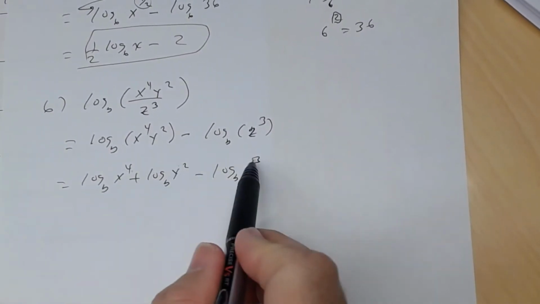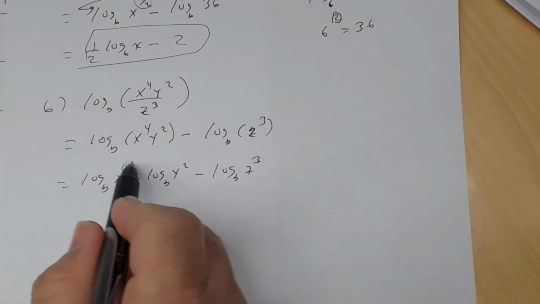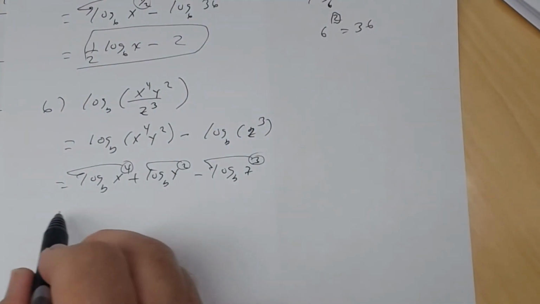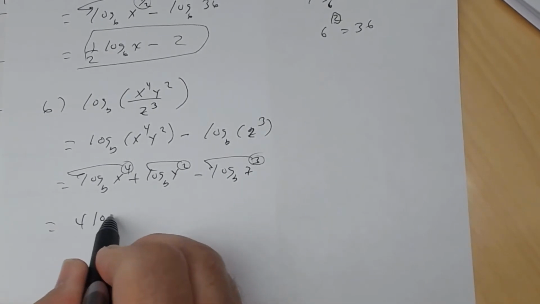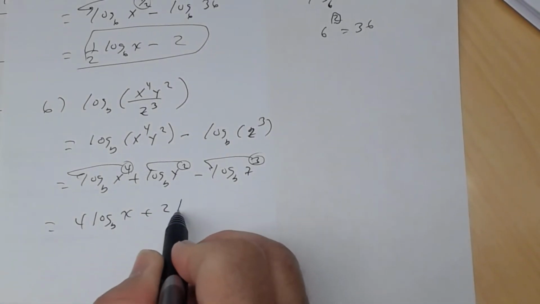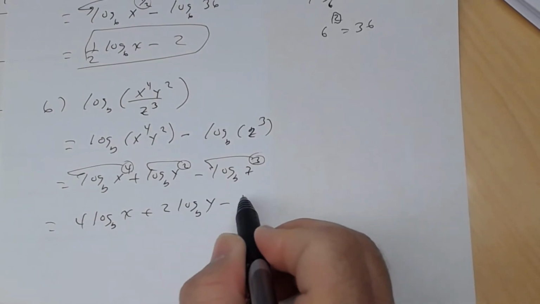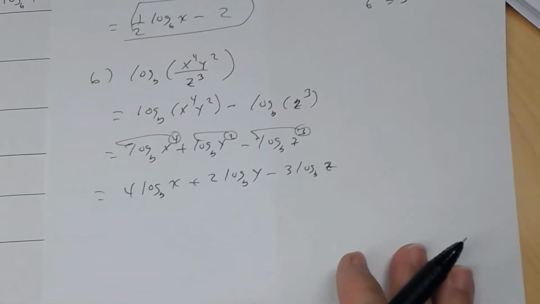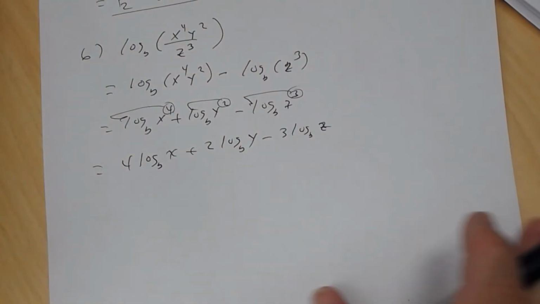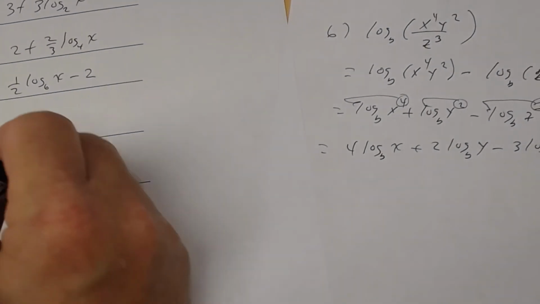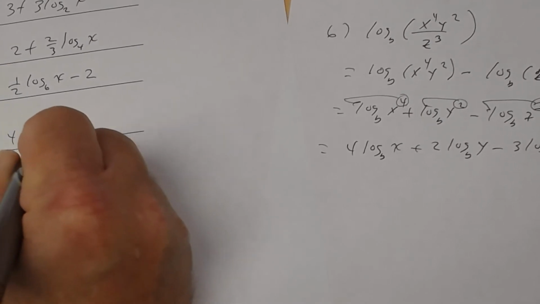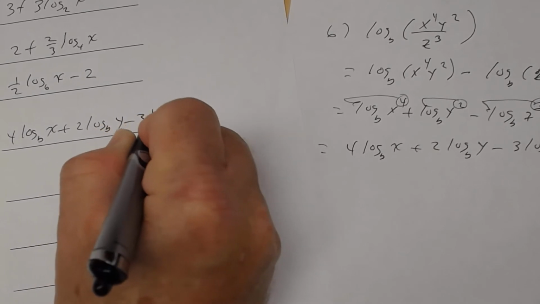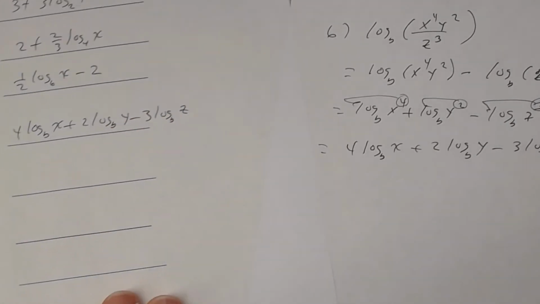So now in each of these cases, I can use the power. I'm going to pull this 4 out in front, pull the 2 out in front, pull the 3 out in front. And so this becomes 4 log base b of x plus 2 log base b of y minus 3 log base b of z. That's a z. And so there's your answer. You can't do anything else. So the answer would be 4 log base b of x plus 2 log base b of y minus 3 log base b of z.